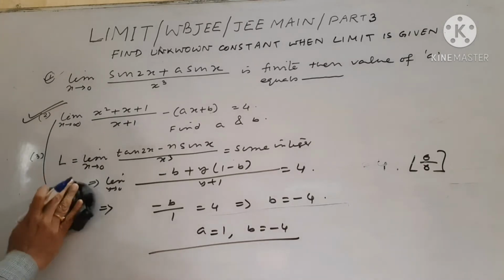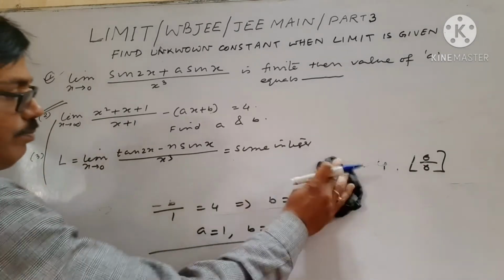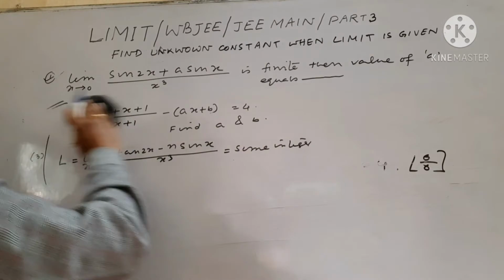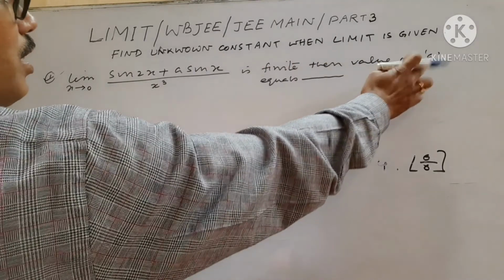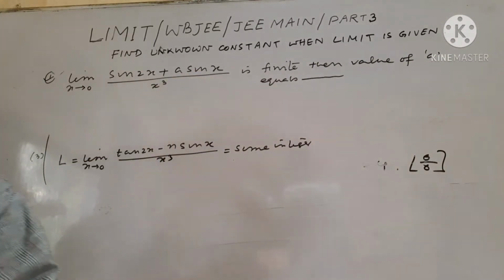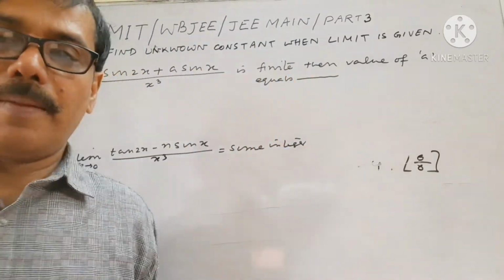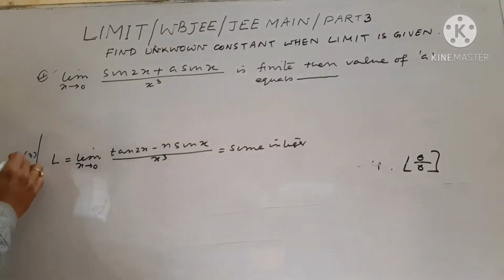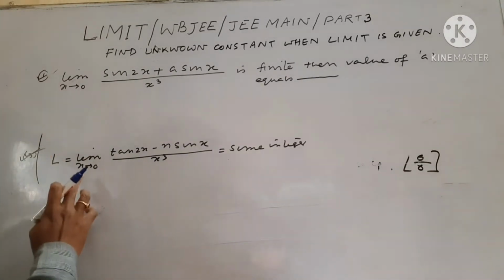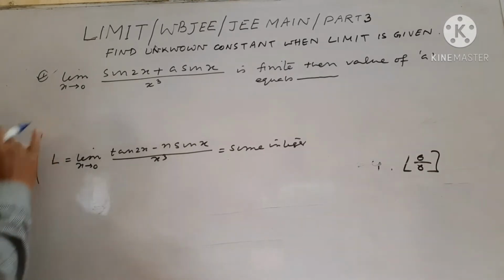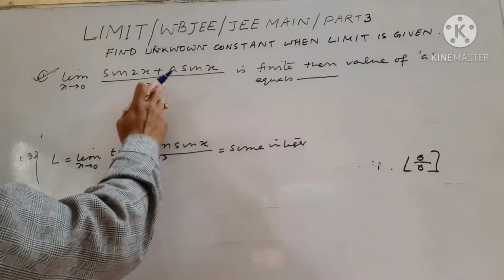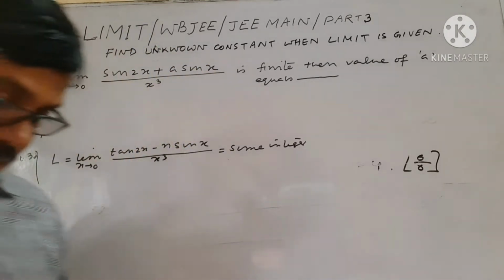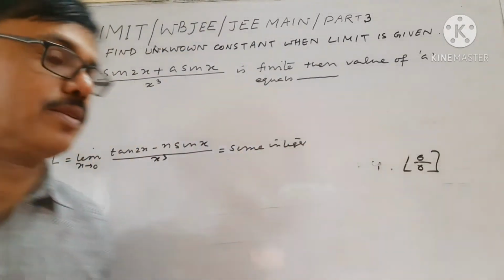Now problem number 1. Find the value of a. Now you consider problem number 1. Limit x tends to 0, (sin 2x plus a sin x) by x cube is finite. Then find the value of a.